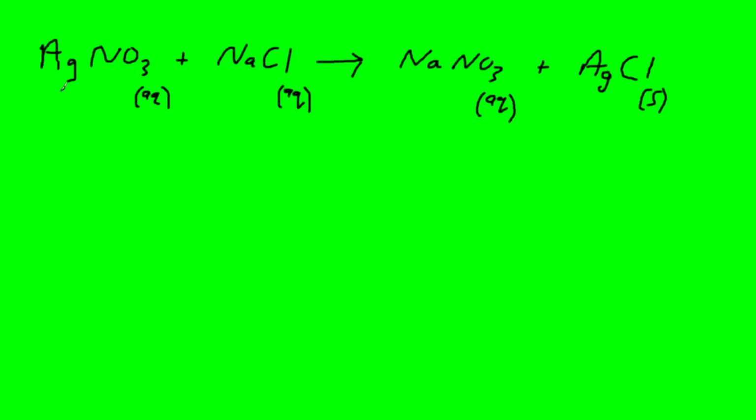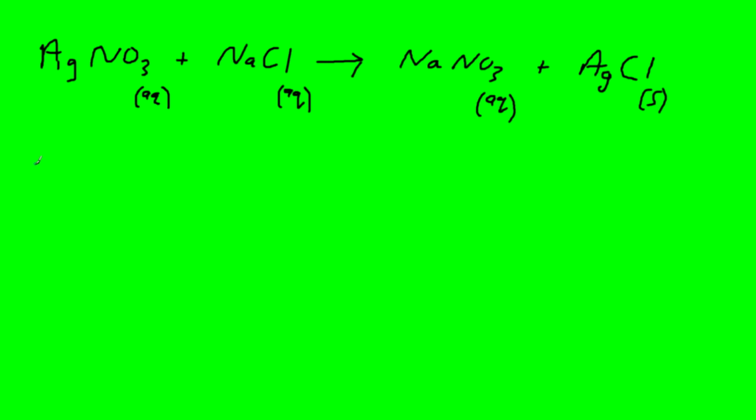Here we have some silver nitrate and sodium chloride, both AQ. They're both aqueous, means they're both dissolved in water. And we mix these up in a beaker, and you're going to get some sodium nitrate that's aqueous, but then we're going to get a solid silver chloride. We're going to get this as precipitate in the bottom of our beaker. All right, so let's see.